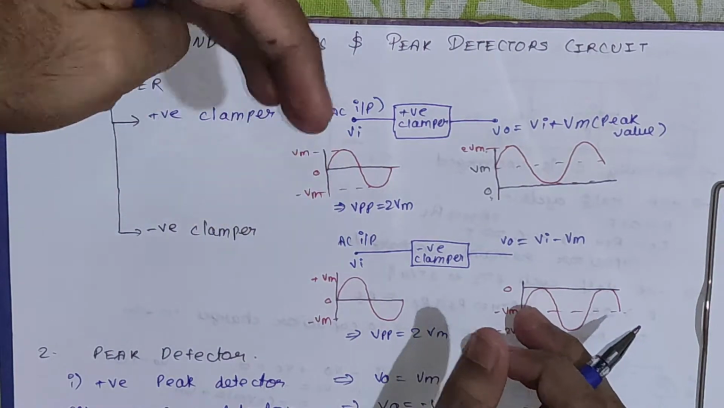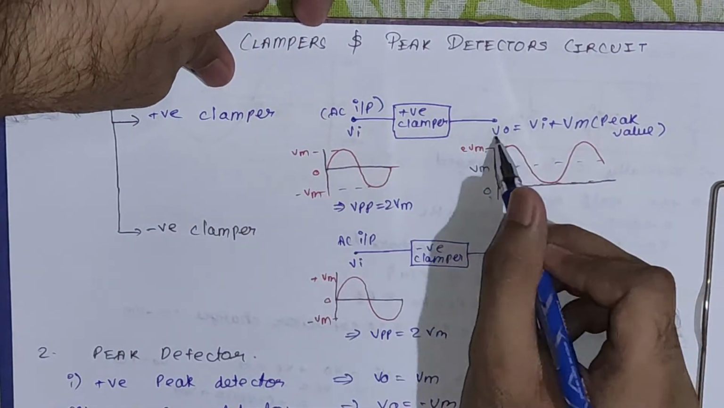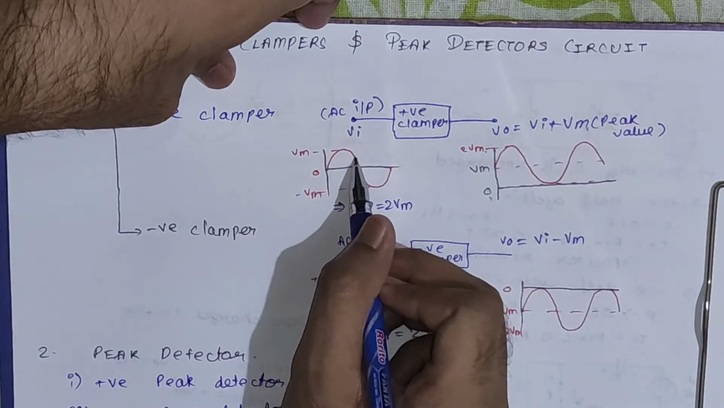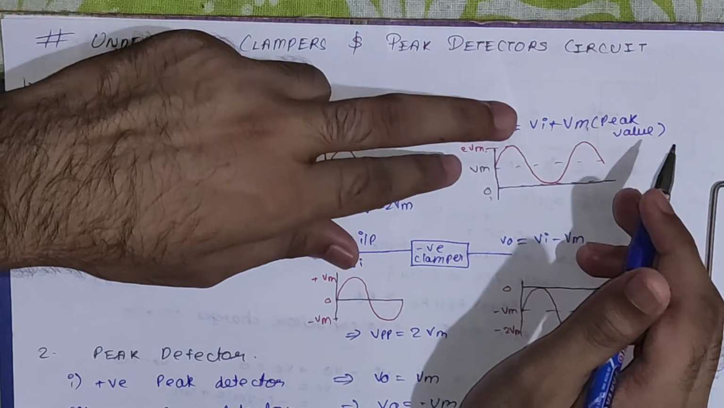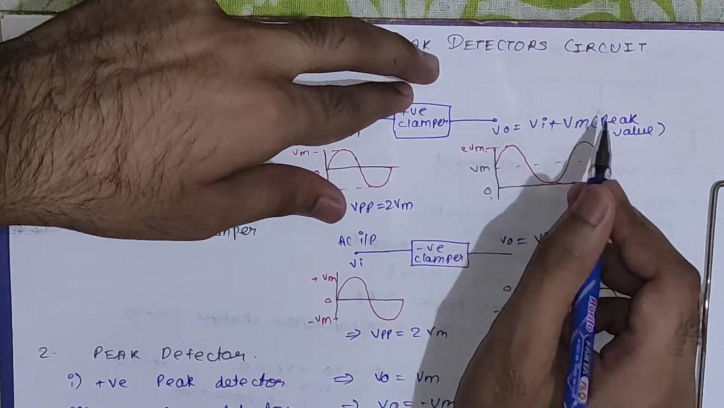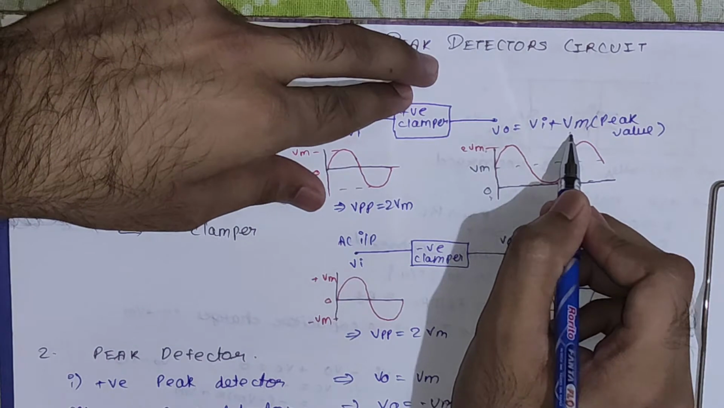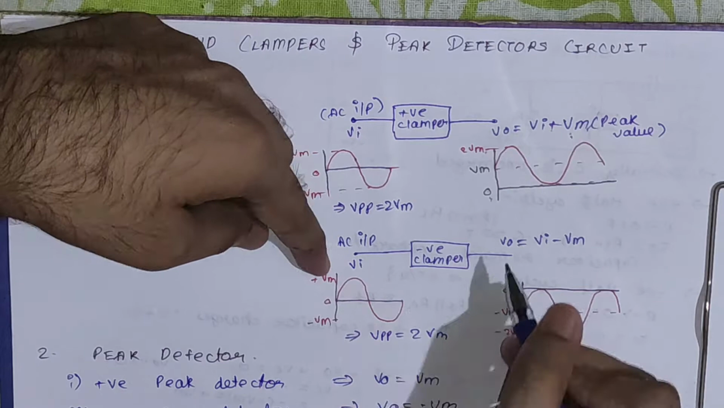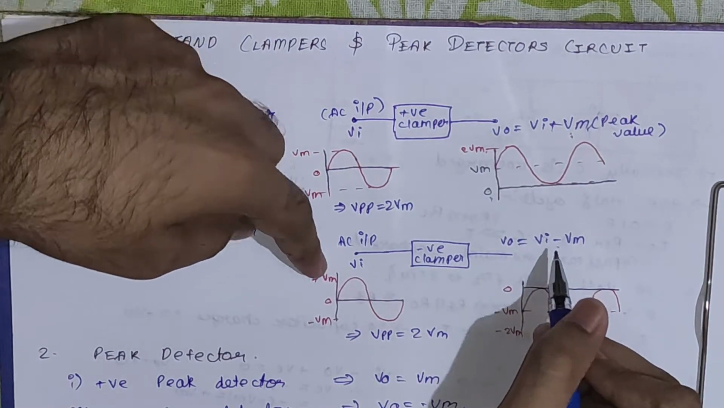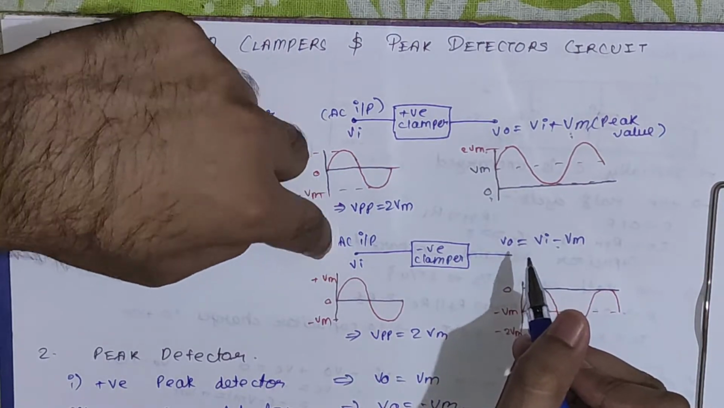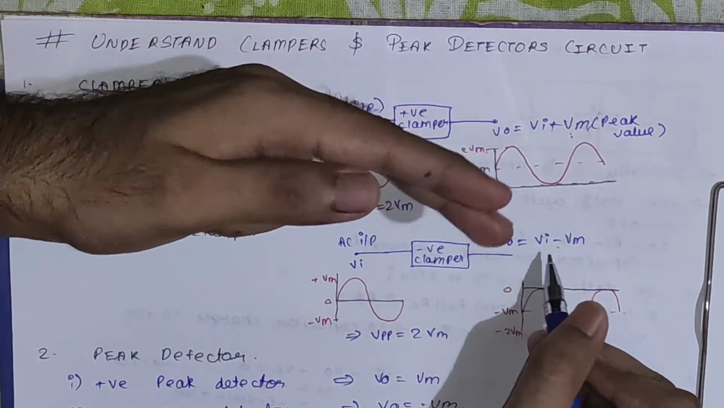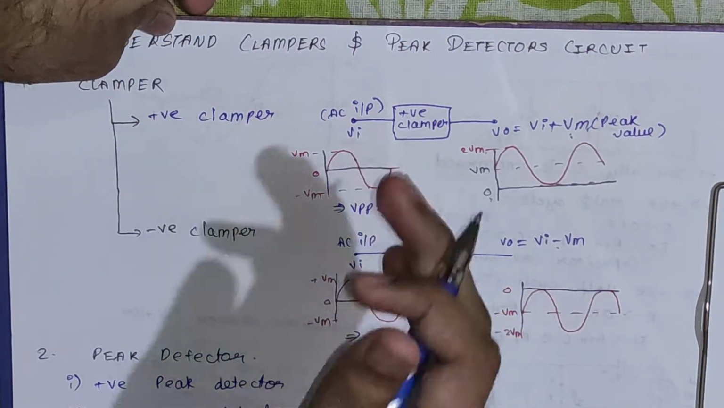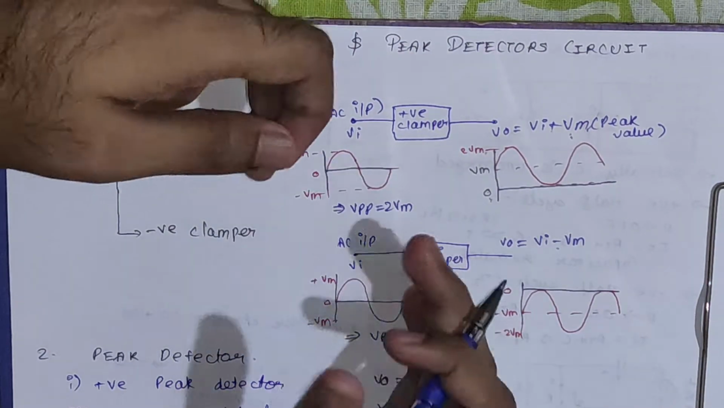If you want the output, the output of the positive clamper is Vo equals Vi plus Vm, where Vm is the peak value of your input voltage. Because of this, your output DC level gets shifted. Initially it was 0, now it is shifted to plus Vm. Similarly, for the negative clamper, the output will be Vo equals Vi minus Vm. Initially it was Vo equals Vi minus 0, now it changes to Vo equals Vi minus Vm. The DC level is shifted to minus Vm. We will see this in detail. This is just a quick review of what we already know.